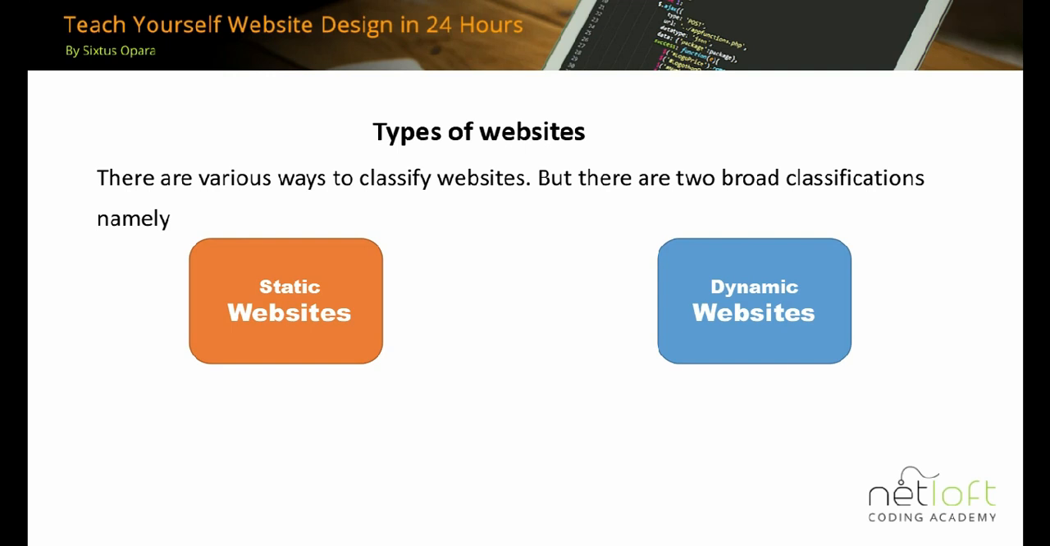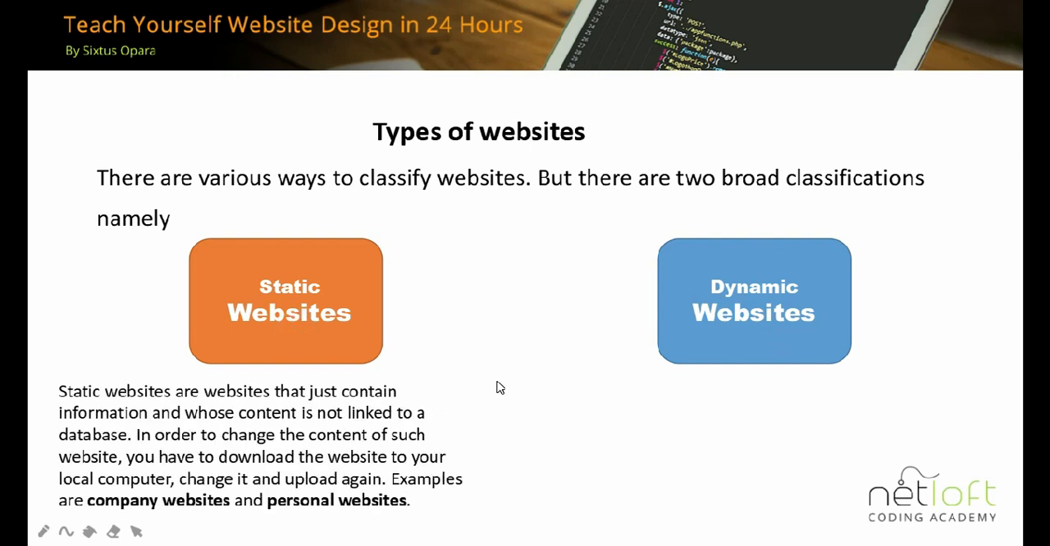So now let's take a look at types of websites. There are various ways to classify websites, but there are two broad classifications, namely static websites and dynamic websites. Now, static websites are websites that just contain information and whose content is not linked to a database. In order to change the content of such website, you have to download the website to your local computer, change it, and upload again. Examples are company websites and personal websites.